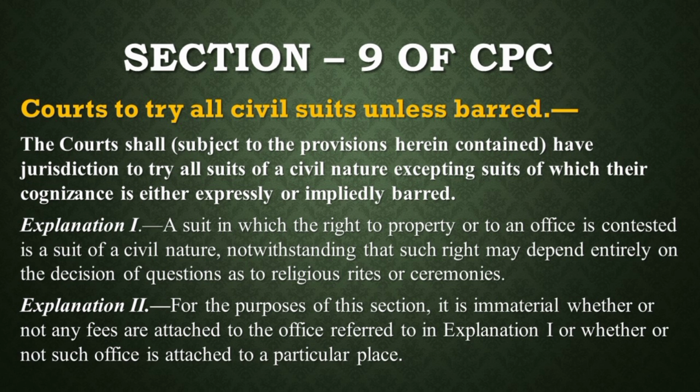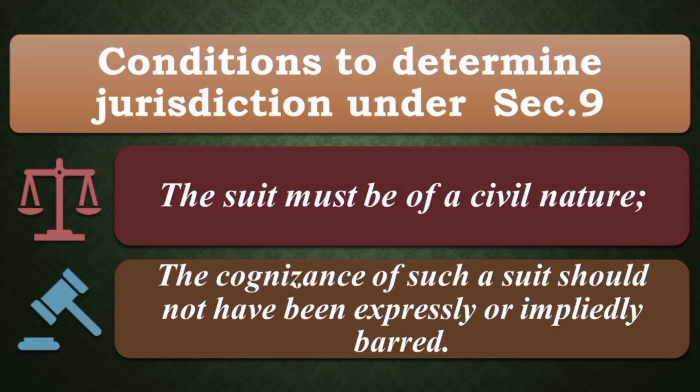Now, the second explanation provided under this section, which was added by the 1976 amendment, provides that for the purpose of this section, it is immaterial whether or not any fees are attached to the office referred to in Explanation 1, or whether or not such office is attached to a particular place.